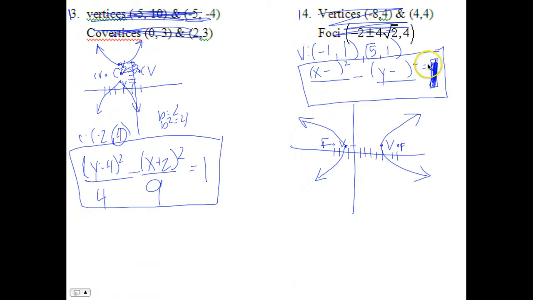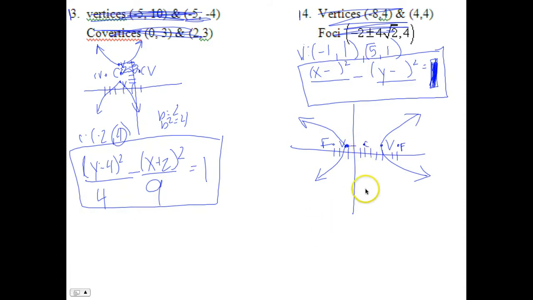All right, so here we need to find the center point. Now keep in mind the center point is going to be in between the vertices. So the vertices are 6 units away from one another. 1, 2, 3, 4, 5, 6. So the center is going to be halfway in between them. So it's going to be 3 units in between the vertices. So 1, 2, 3.